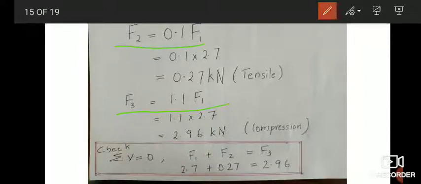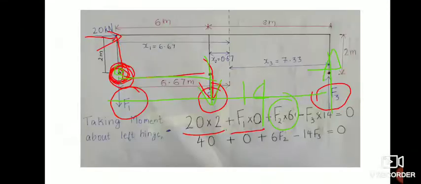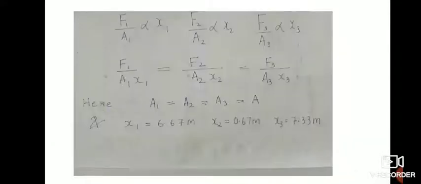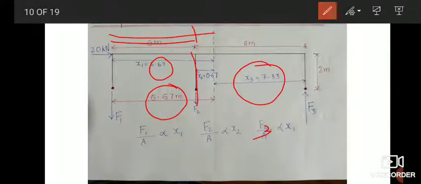The axial forces to the left of the centroidal vertical axis will be tensile in nature, the other forces should be compressive in nature. When you look at this figure, this force is acting downward and this is acting upward. So for this structure to be in equilibrium, sigma v should be equal to 0. So f1 is acting downward, f2 is acting downward and f3 is acting upward. So f1 plus f2 should be equal to f3.